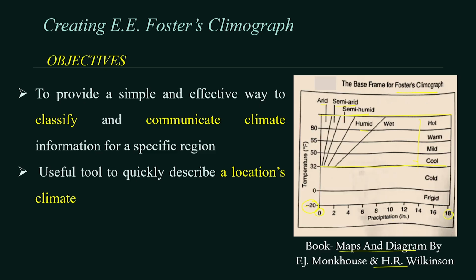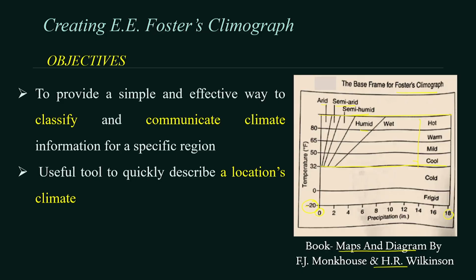Then the main objective. As we saw for Taylor, this also has some main objective, since it is not used that much further, but it also has some common objective. In that way we can say it is helpful to classify and communicate the climate information for a specific region, and we can quickly describe the location's climate.